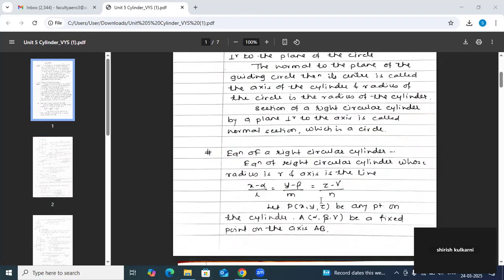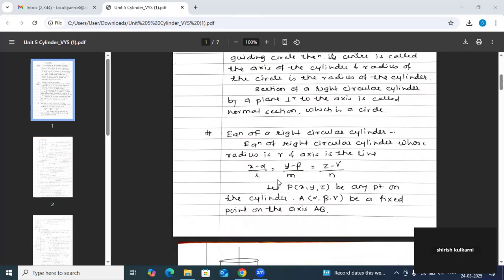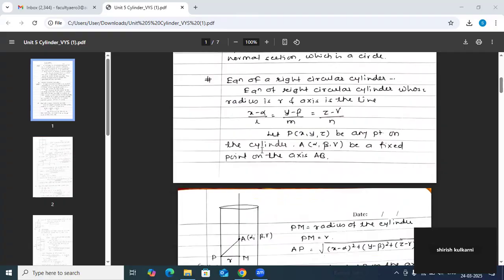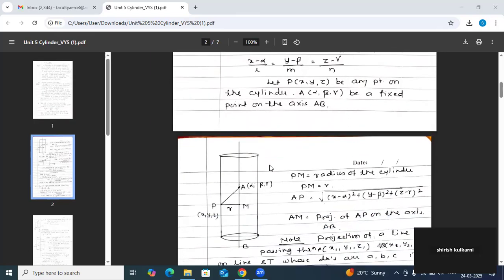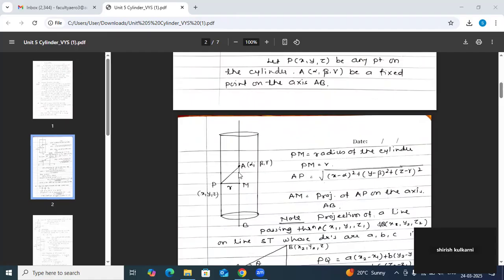Now, for finding the equation of the right circular cylinder, we know the equation of the axis. The equation of the axis is in the form of (x minus alpha) upon l, (y minus beta) upon m, (z minus gamma) upon n. And here the radius is r. We have to consider P(x, y, z) be any point that lies on the cylinder, and the point A(alpha, beta, gamma) be a fixed point on the axis. Clear?